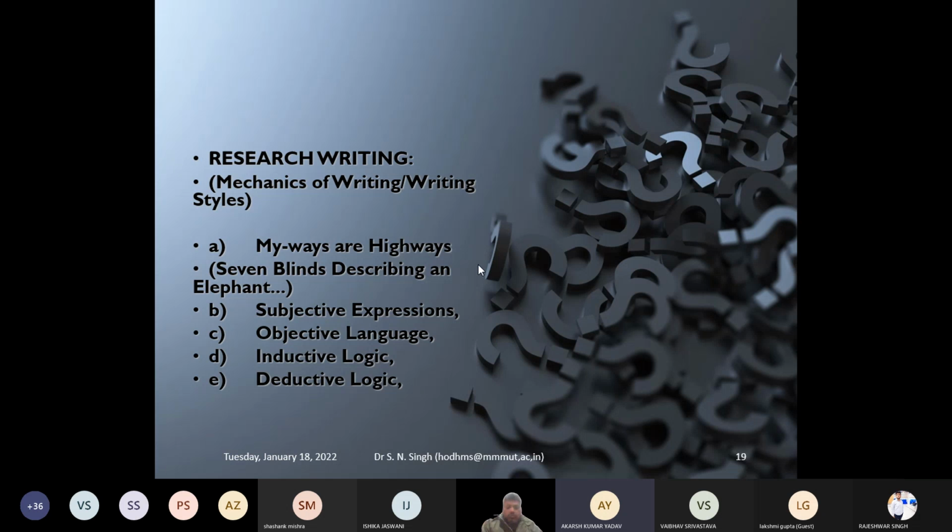Now let us move. Excuse me, sir. Yes, please. So please give the example of deductive logic. Okay. Suppose that your bike has started creating certain problem. बाइक में आपके प्रॉब्लम आ गई, तो बाइक को आप लेके मैकेनिक के पास जाएंगे.